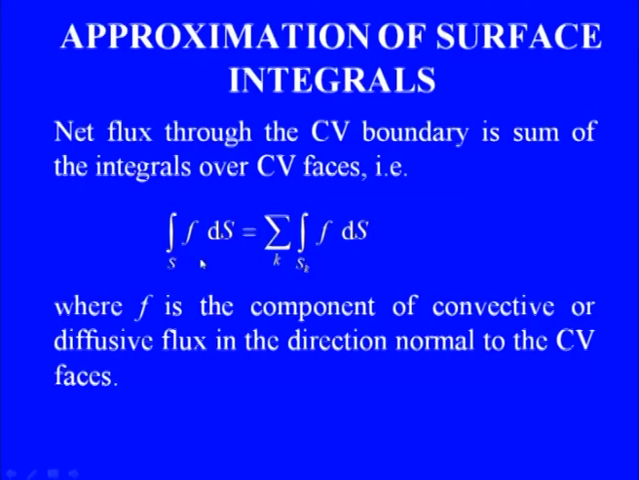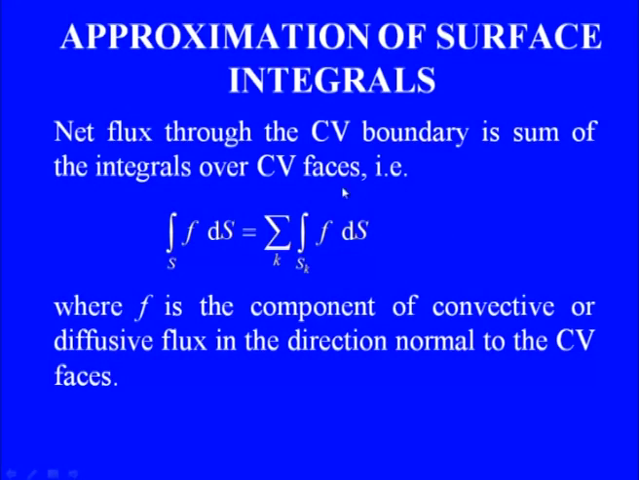Now let us take a generic function f, and we want to find out the net flux through the CV boundary. This is the sum of integrals over CV faces. So the integral of f dS is equal to the summation over k of the integral over S_k of f dS, where S_k is one particular face of our control volume or finite volume. Here our f could be a component of a convective flux or a diffusive flux in the direction normal to the control volume face.